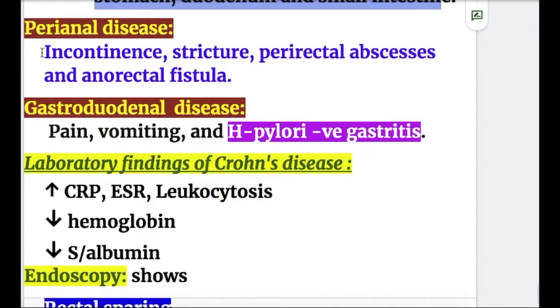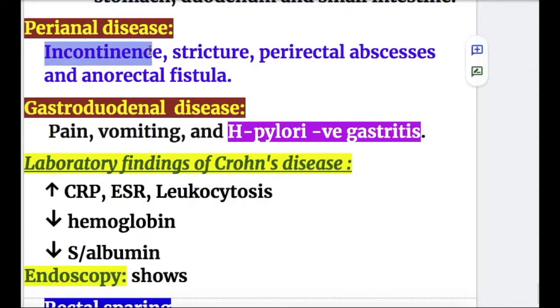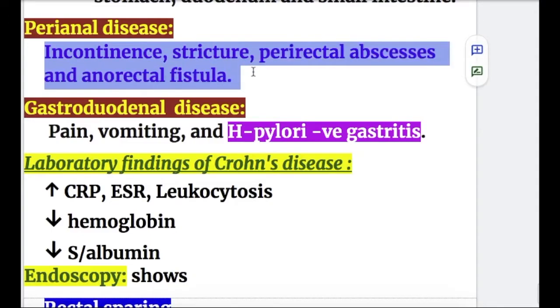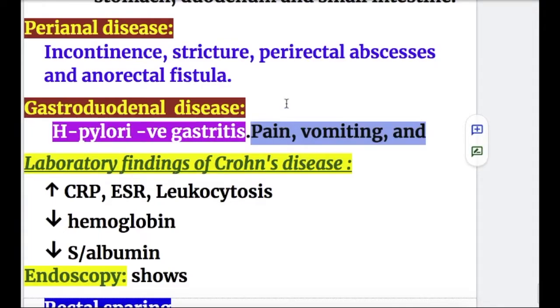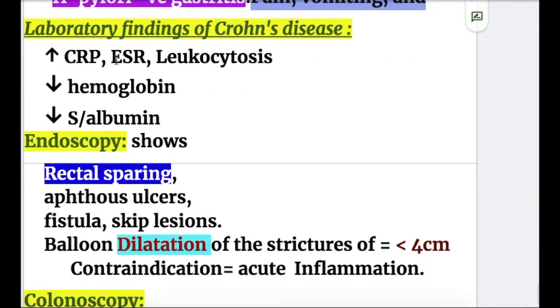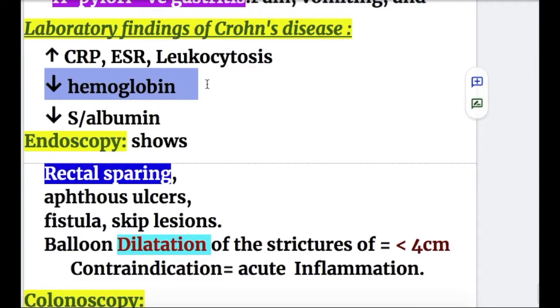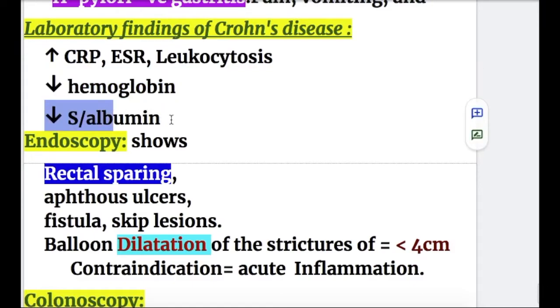Now, perianal disease clinical features are incontinence, stricture, perianal abscesses, and anorectal fistula. The lesion in the gastroduodenal area will cause pain, vomiting, and H. pylori negative gastritis. And also, I told you about B12 deficiency because intrinsic factor will be deficient. Now, laboratory findings in Crohn's disease: like ulcerative colitis, there is an increase in C-reactive protein, ESR, and leukocytosis. There is decreased hemoglobin, anemia, and decrease in serum albumin because the disease affects the small intestine most commonly.